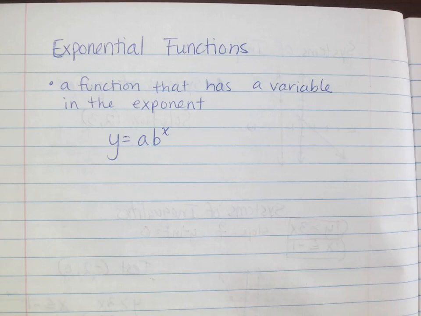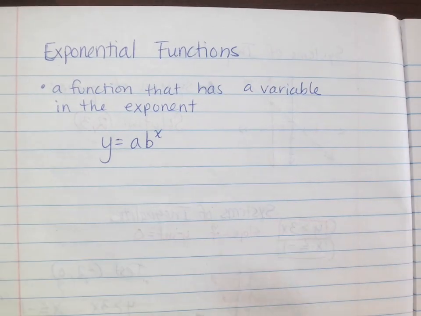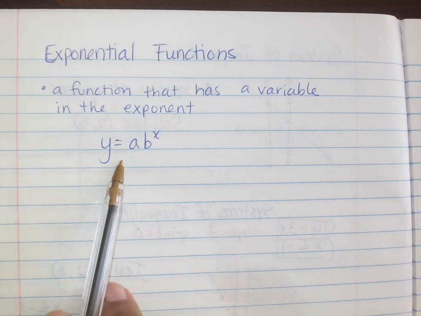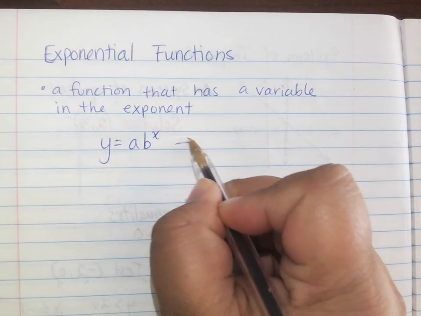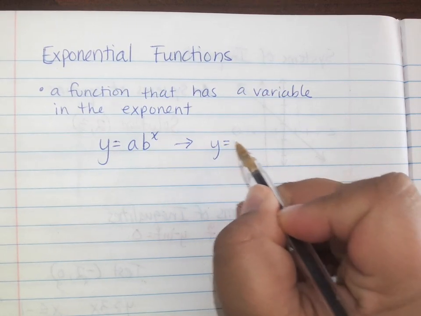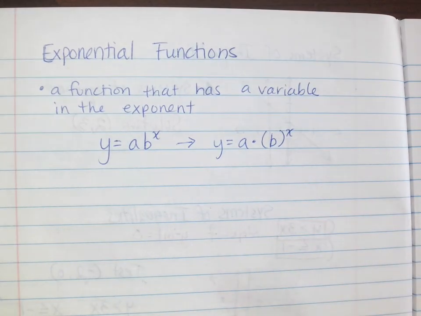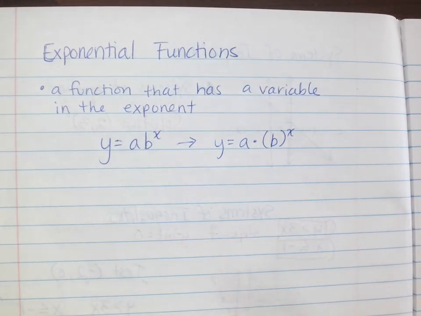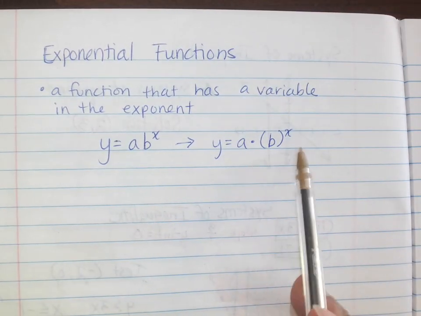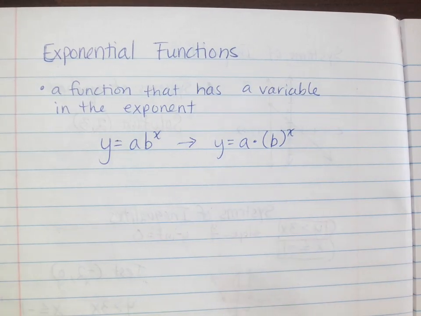Hi, we're going to talk about exponential functions. An exponential function is a function that has a variable in the exponent's place. This is the standard form, y equals a times b to the x power. I'm going to rewrite this to show you that the exponent only goes with the b, not the a. Let me explain what these different parts of this form mean.